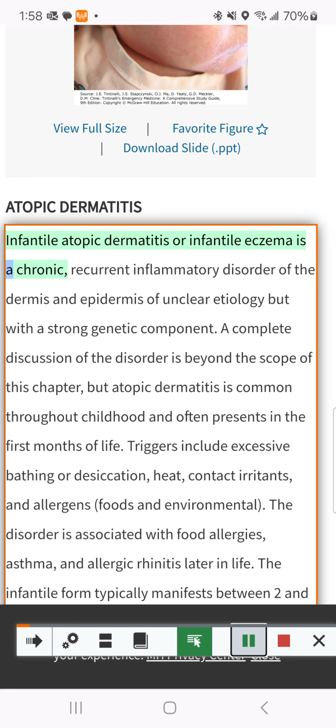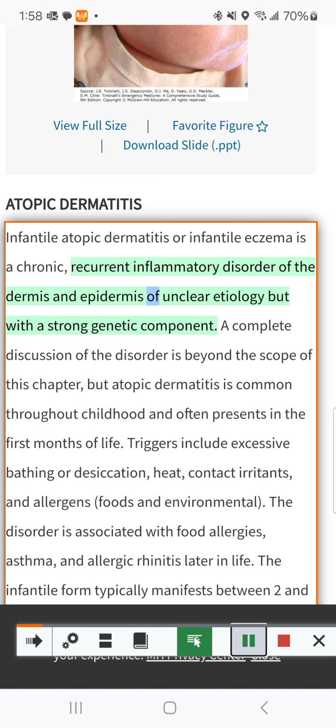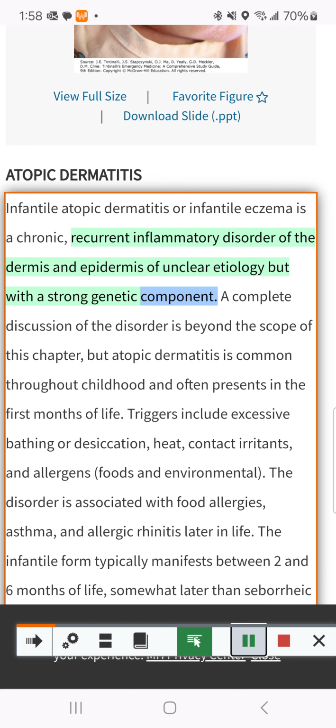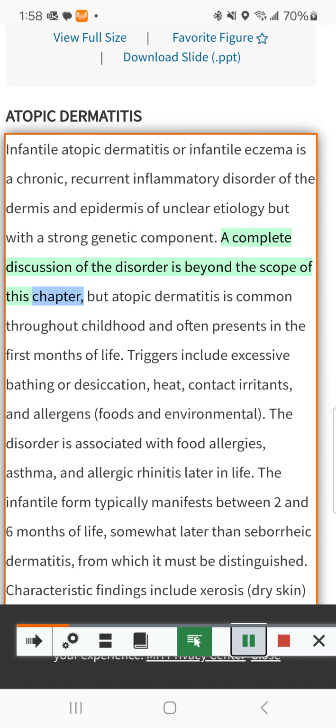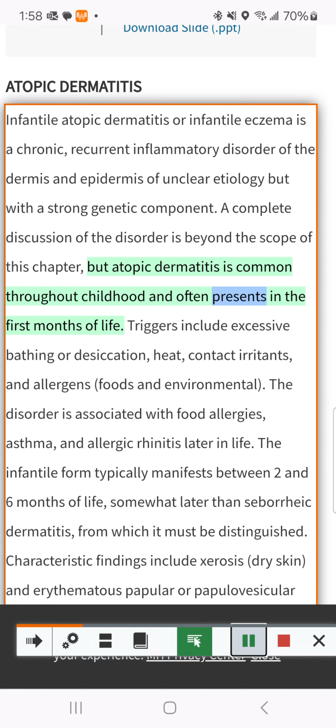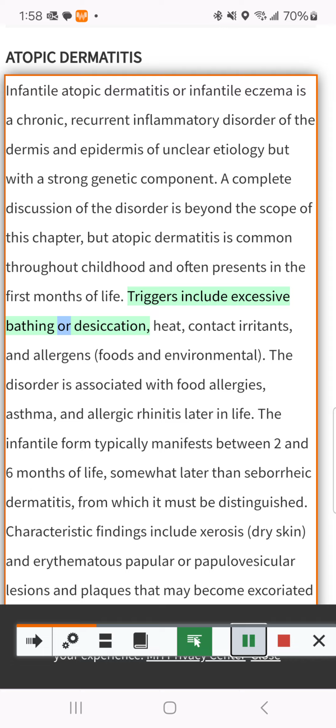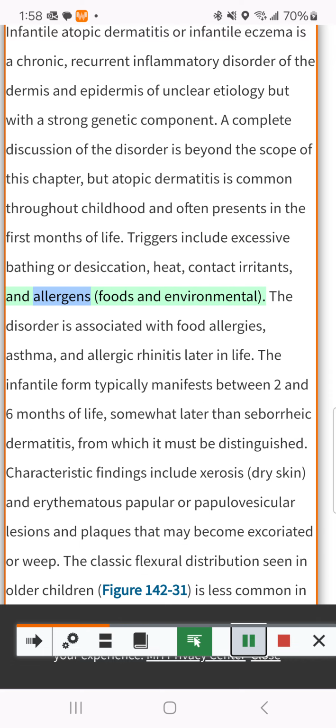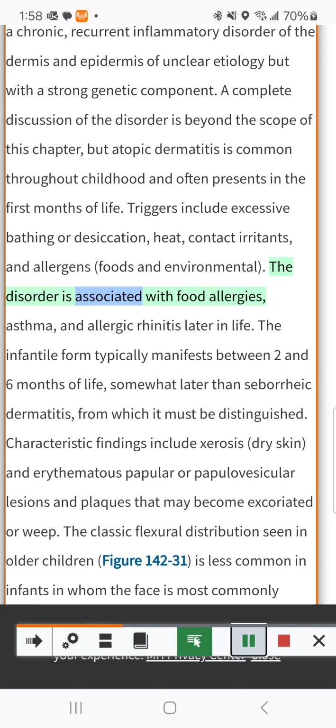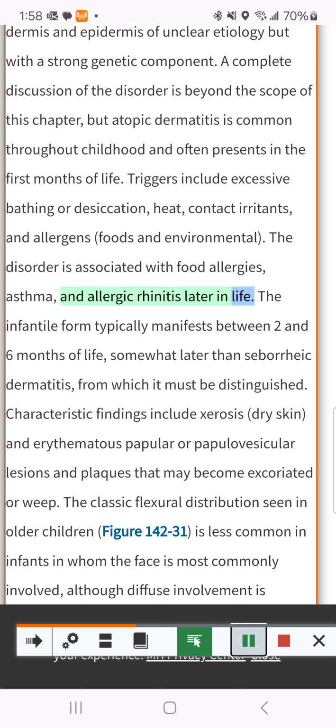Infantile atopic dermatitis or infantile eczema is a chronic, recurrent inflammatory disorder of the dermis and epidermis of unclear etiology but with a strong genetic component. A complete discussion of the disorder is beyond the scope of this chapter, but atopic dermatitis is common throughout childhood and often presents in the first months of life. Triggers include excessive bathing or desiccation, heat, contact irritants, and allergens, foods and environmental. The disorder is associated with food allergies, asthma, and allergic rhinitis later in life.